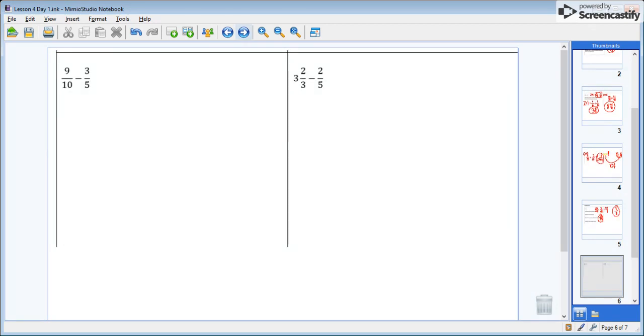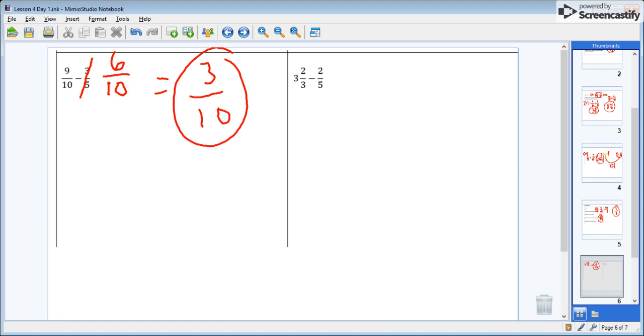9/10 minus 3/5. Common denominator is 10, so this is going to change to 6/10. 9 minus 6 is 3/10. Answer is in lowest terms. We're good.